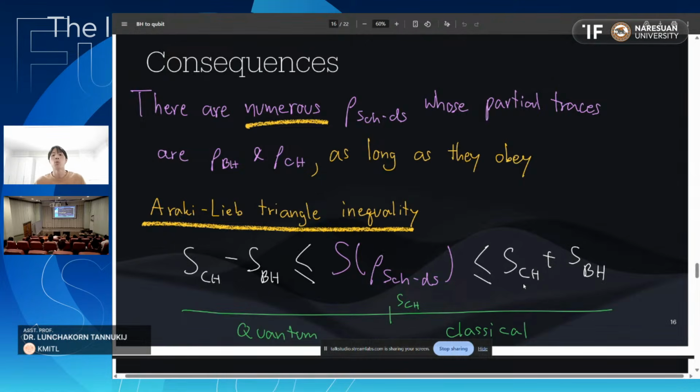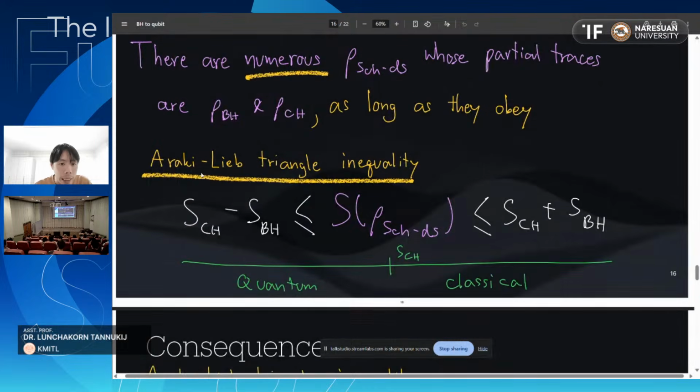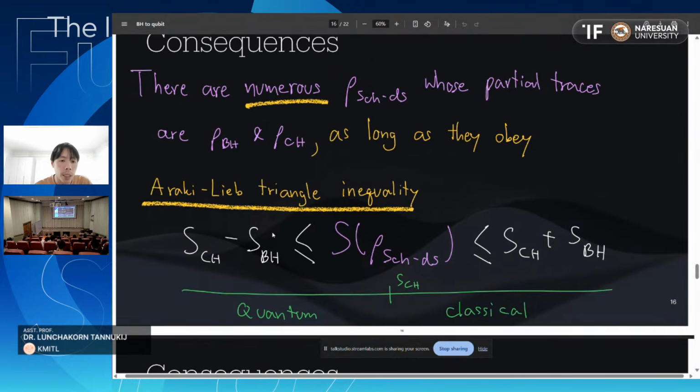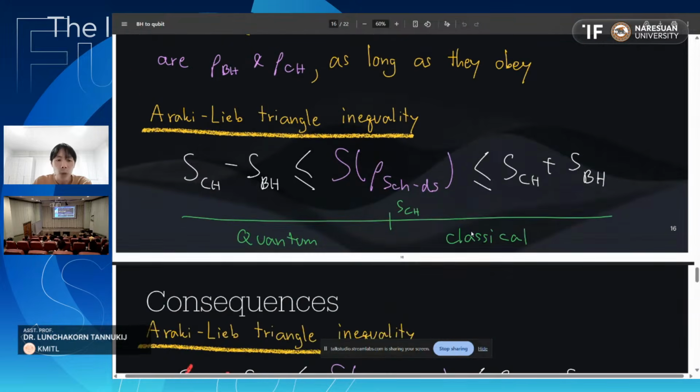So when you have two subsystems and you correlate them together, but in a very dumb way, for example, just place them together, so the entropies are added. That's the maximum bound. But the minimum bound here is actually the subtraction of the bigger entropy with the smaller entropy, and this is when our correlation enters the quantum regime. So as long as your density matrix obeys this, then it will be fine. That's one restriction.